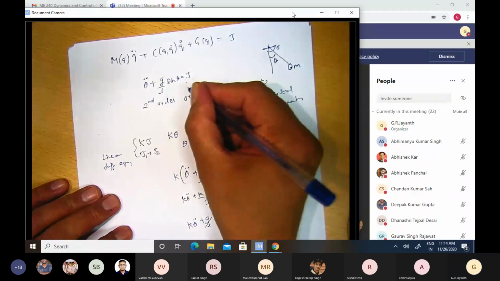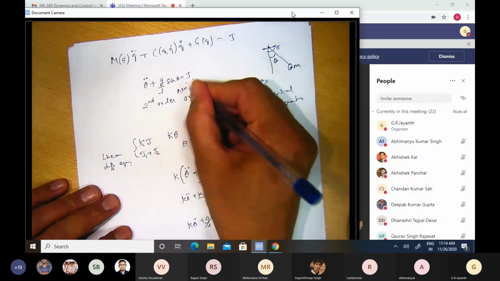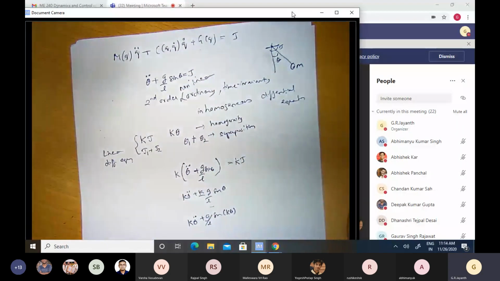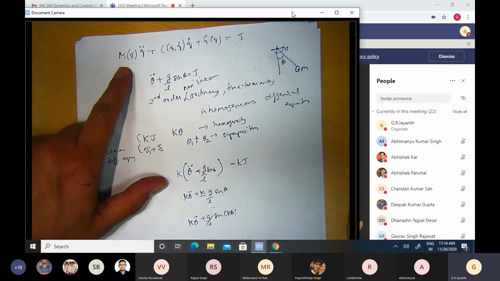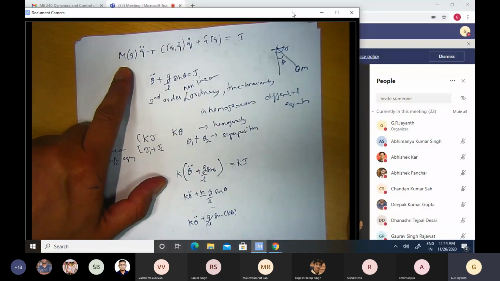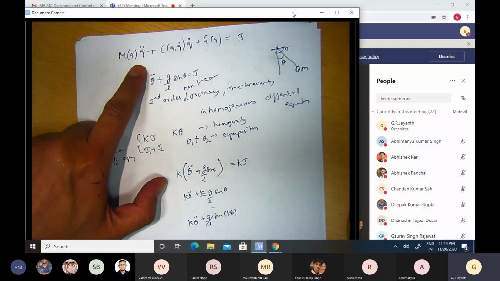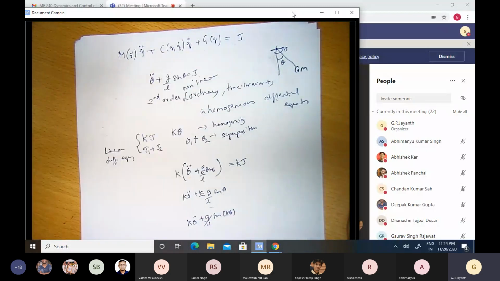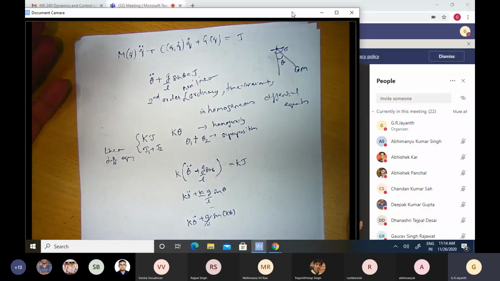Second order, non-linear, ordinary, time invariant, inhomogeneous differential equation. Okay, that non-linearity is also evident in the expression here. You have m of q multiplying q double dot, and you have q dot multiplying q dot here. So you have terms like q dot square and so on when you expand them out. So all those terms make this equation anyway non-linear.